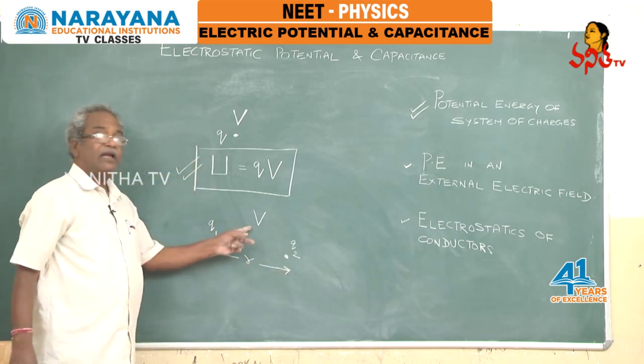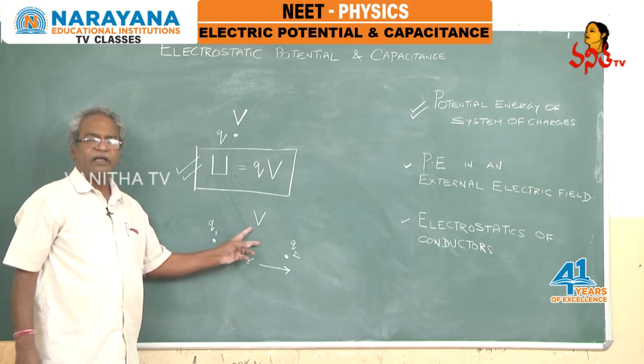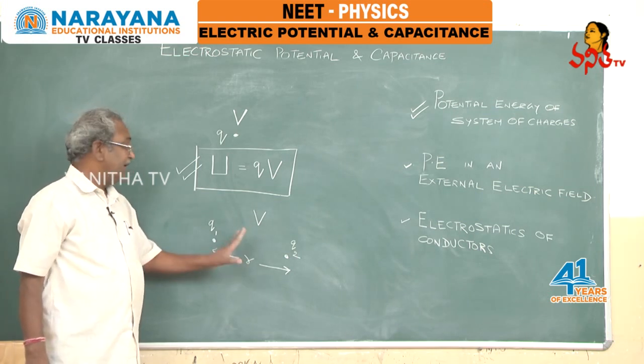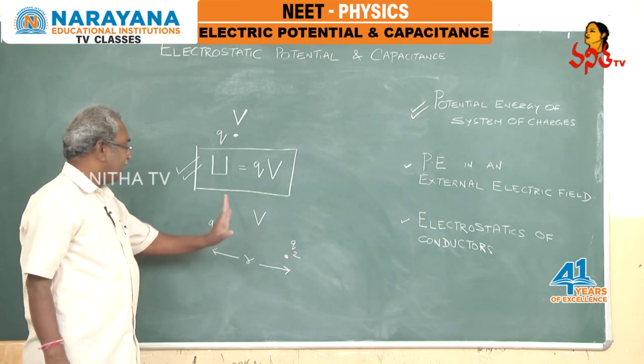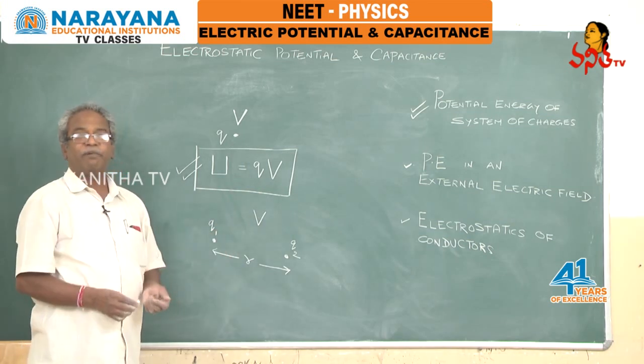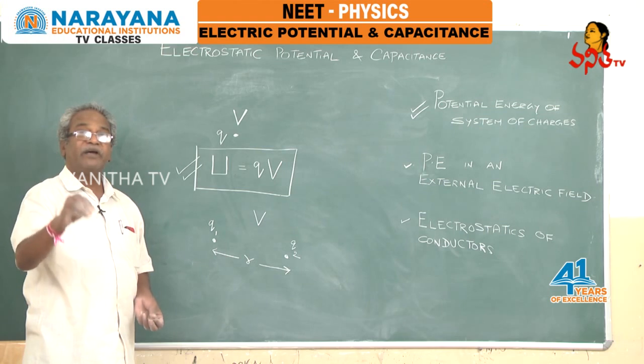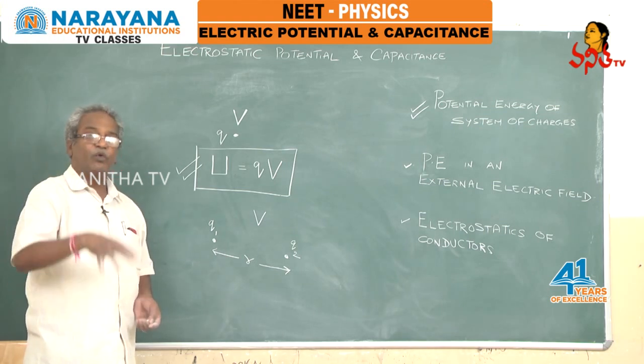There is an external electric field here. Everywhere the electric potential is V. Then in that electric field, two charges are present. Two charges are present means they will not be present by themselves. Some external agent only brought them.